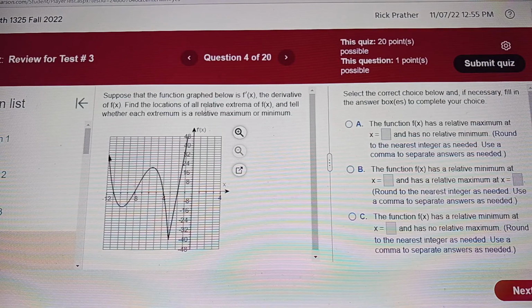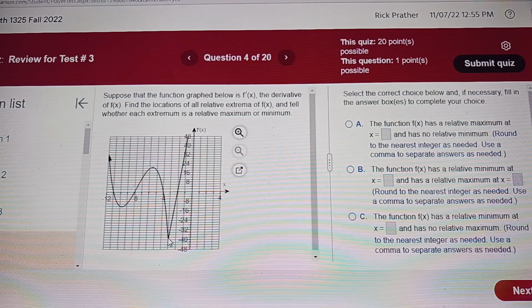Okay, suppose the function graph below is the derivative function, f prime of x. Find the locations of all relative extrema of f of x and tell whether they're maxes or mins. It's different than if you have the original function. If you have the original function, this is a local minimum right here, and this would be a local maximum, and this would be another local minimum. But we're not looking at the original function.